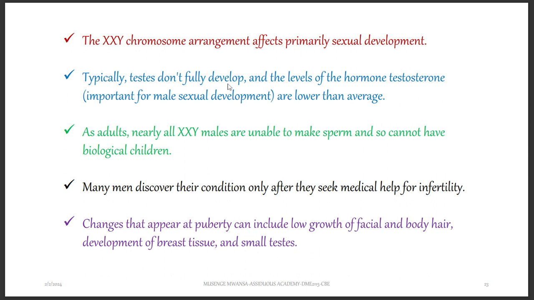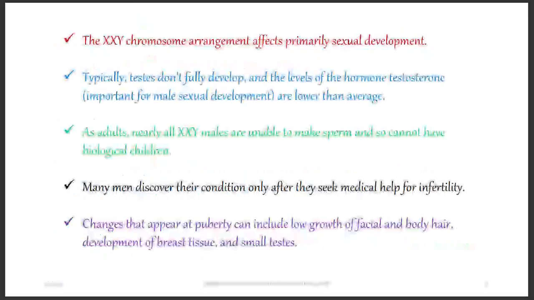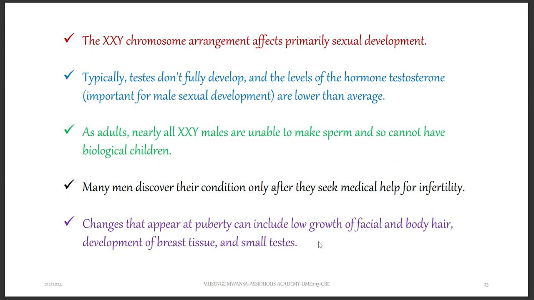Typically, testes don't fully develop, and then the levels of testosterone are going to be much lower than average. And this is the most important hormone in males, but they're going to be lower. Someone looks as though they are female. As adults, nearly all XXY males are unable to make sperm, and so they cannot have biological children. Many men discover their condition only after they seek medical help for infertility. That's when they are going to know that they have got Klinefelter's condition. Changes that appear at puberty can include low growth of facial and body hair. Now, we're not saying that if you just see facial hair on a man, no, it means that they have got Klinefelter syndrome. You're also going to see development of breasts or breast tissue and also small testicles.